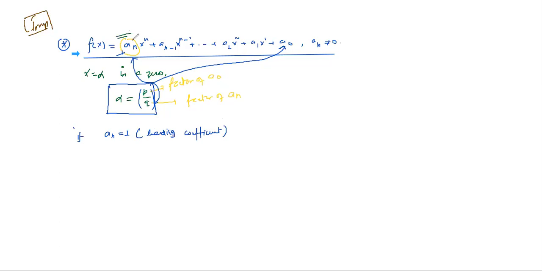So this leading coefficient, if it is 1, then obviously what is the factor of 1? Only 1 or minus 1. So this q will become 1. So in that case, alpha, better I write it, alpha must be a factor of a naught only. Then it will be an integer.